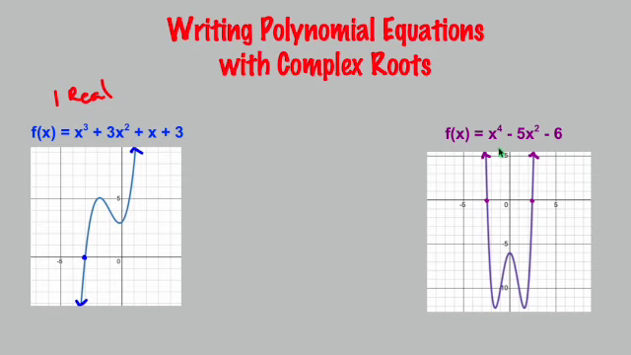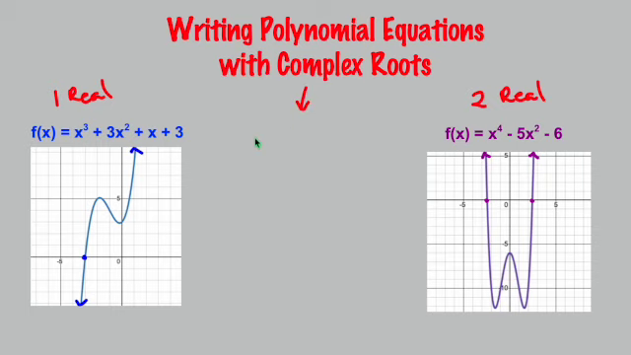Over here, we have a quartic function. That means we have four roots. And you'll notice here it crosses the x-axis twice. So once again, we have two real roots here, and we're missing two roots. What's interesting is every time we have these missing roots, they're going to be what's called complex numbers.